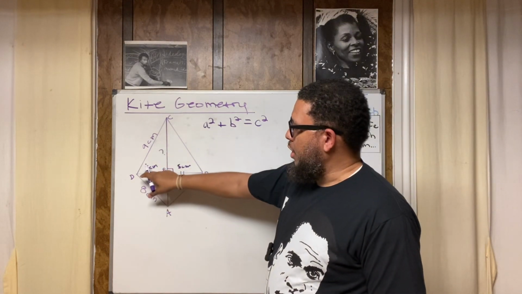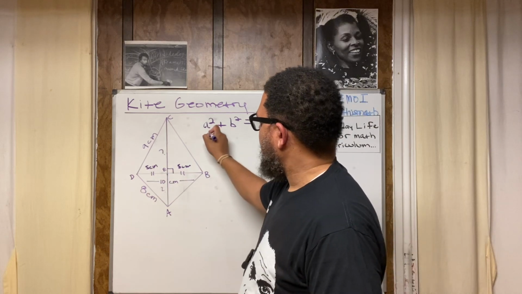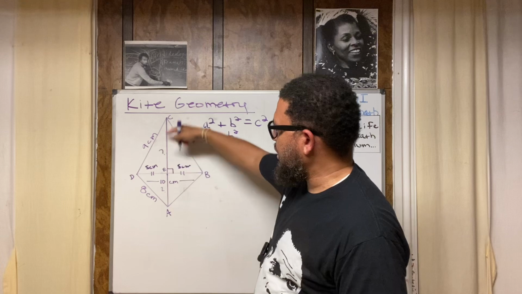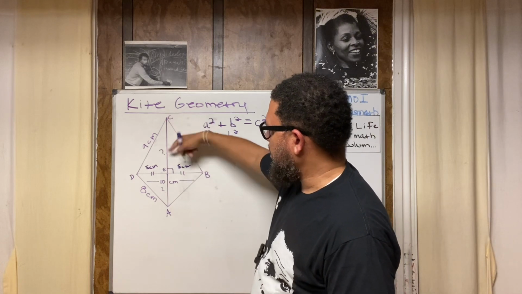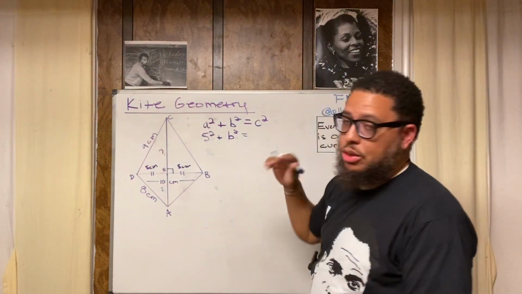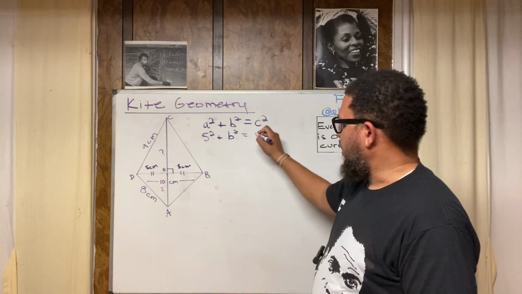No. Right now, I'm gonna call A 5. So I'm gonna say 5 squared plus B squared. Why am I using B? Because I don't know what this is. B, or EC or CE, whatever you want to call it, is equal to 9 squared. The hypotenuse is always C. So that's going to be 9 squared.